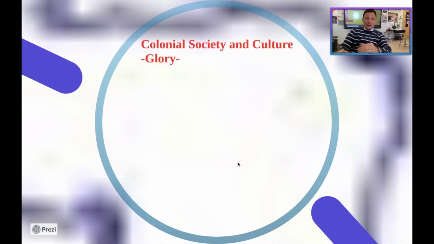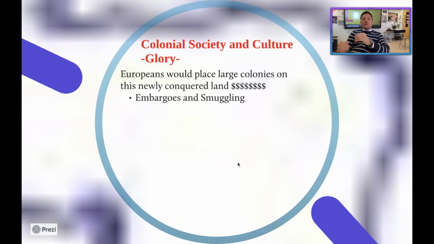So keep going, though, colonial society and culture is also going to boom during this time period, okay? The big thing you need to understand is that Europeans are going to place large colonies on this newly conquered land. You're going to see the growth of some places, like in Puerto Rico, for example, there's a very, very large city that started out as a Spanish colony. And Puerto Rico is literally named as a Spanish colony. Puerto Rico meaning rich port, right? Or a rich port city, okay?